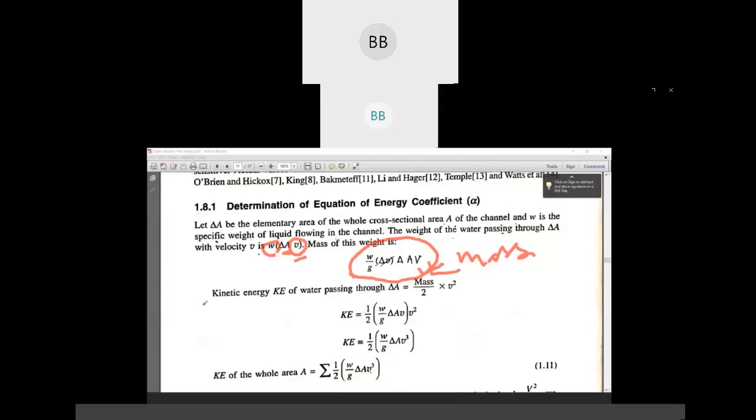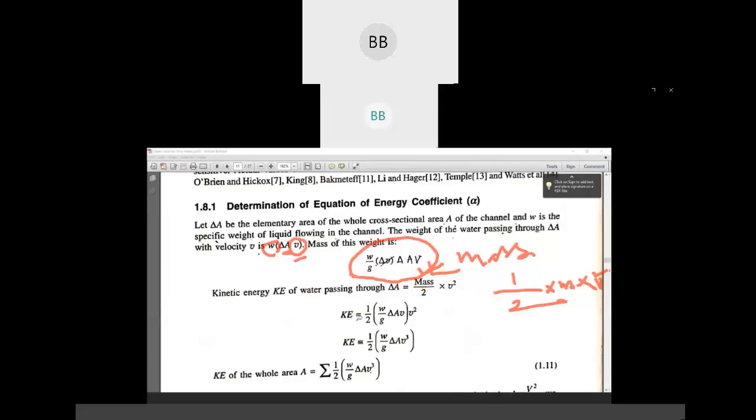So now we come to kinetic energy. Kinetic energy, we all know, is half multiplied by mass into v square, velocity square. So we have half mass, and again we are considering the small particular area, so your velocity is small v, velocity square. Okay, so half m v square.